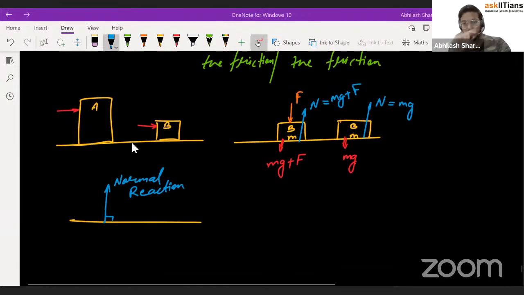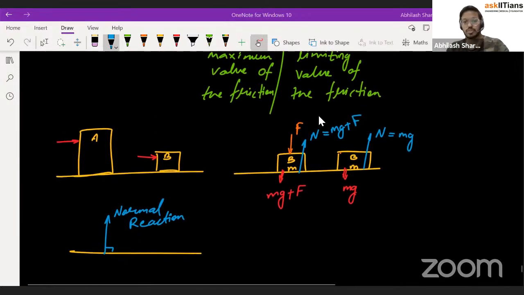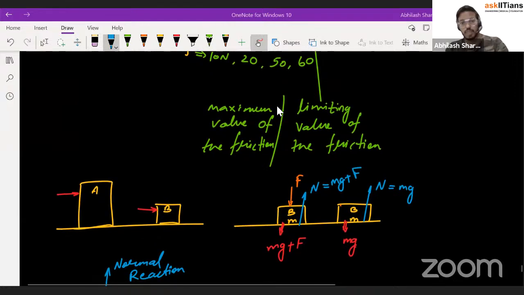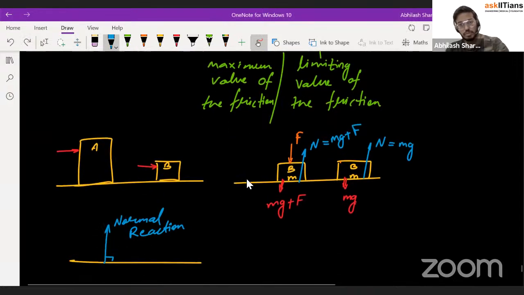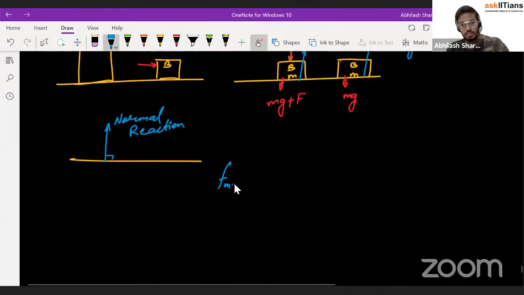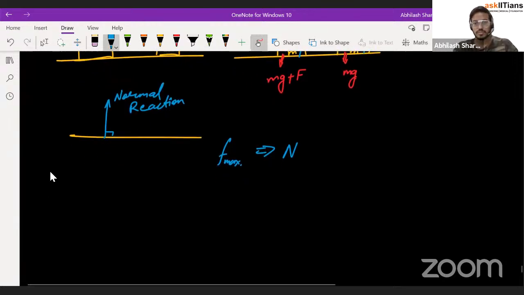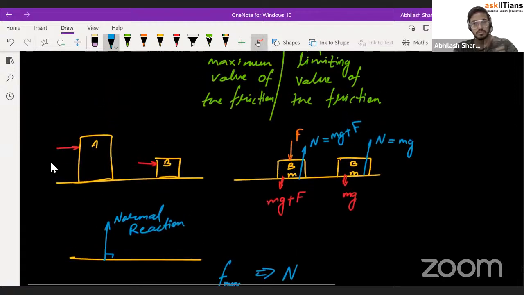So guess what, guys? Friction should be said to depend on normal reaction, not the weight, isn't it? So that's the first conclusion we draw, that the maximum value of friction we are talking about, F max, must depend upon normal reaction. First conclusion.